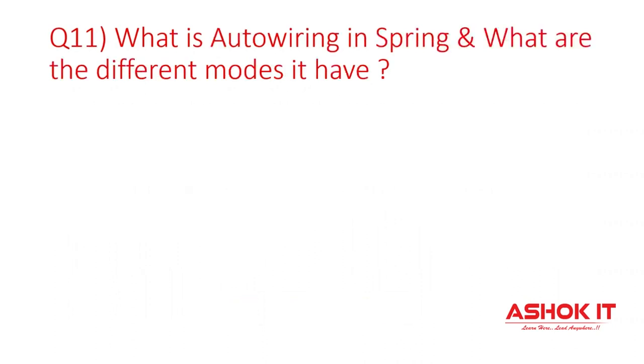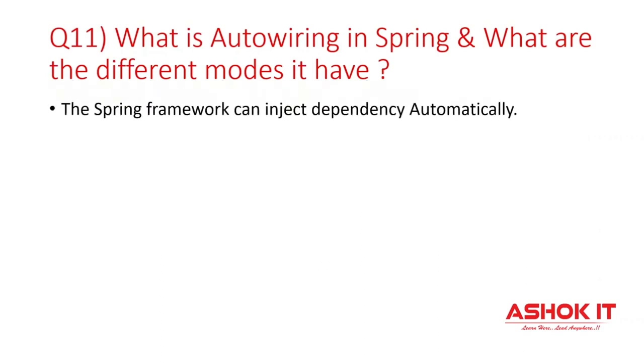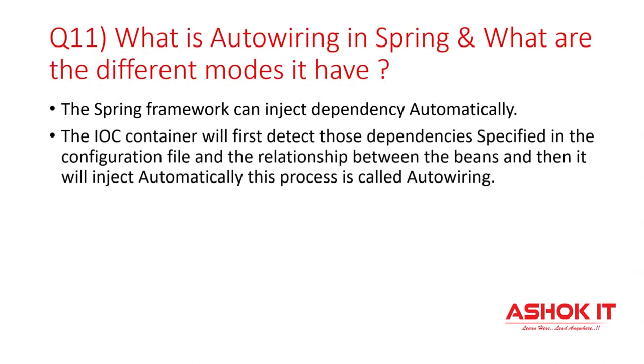Question number 11. What is autowiring in Spring and what are the different modes it has? The wiring process we have discussed previously should be automated without writing ref tags or anything. The container will detect, for the class, what the required classes and their objects are based on the relationship. That is called association mapping or has-a relation. It will pick all the objects and link them. That's called autowiring.